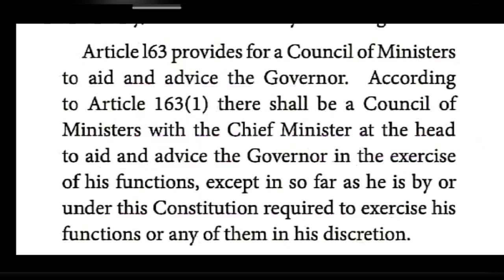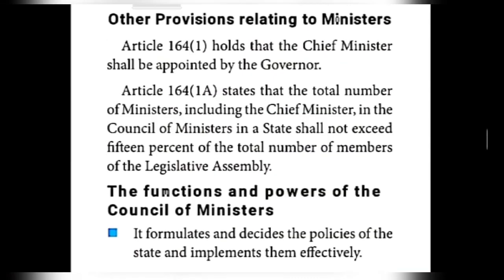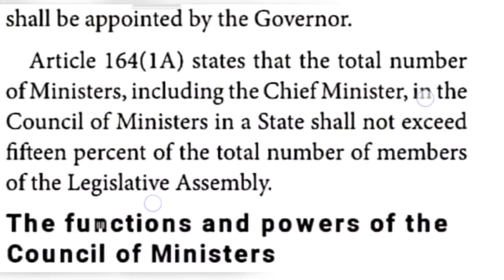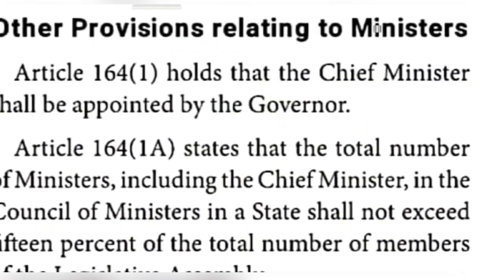Okay, children. Next, in your book, page number 262, other provisions. What other provisions are there? Article 164(1) tells us that the chief minister shall be appointed by the governor. In the last class itself I told you the governor appoints the chief minister. It is given in the constitution, and on the basis of article 164(1) we can come to know this.